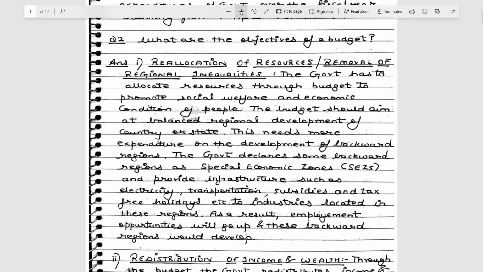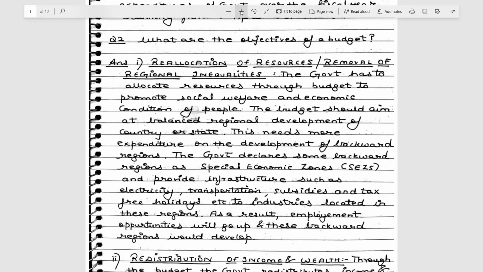Now the next thing, what are the objectives of preparing a budget? Why should we prepare a budget? Why should the government prepare a budget in the first place? These are the objectives of preparing a budget, which you can see on your screens. The first objective is reallocation of resources or removal of regional inequalities.